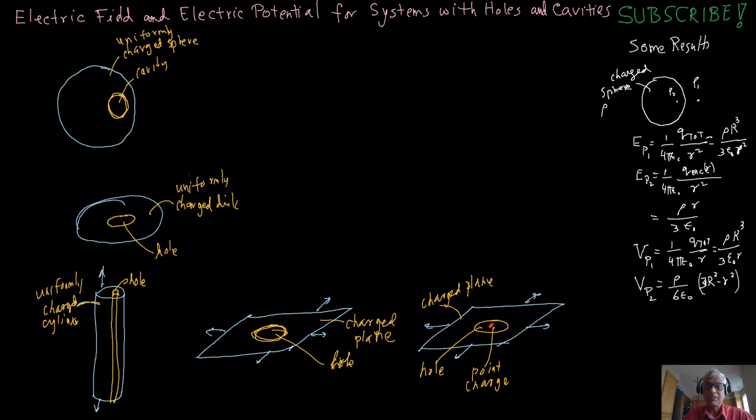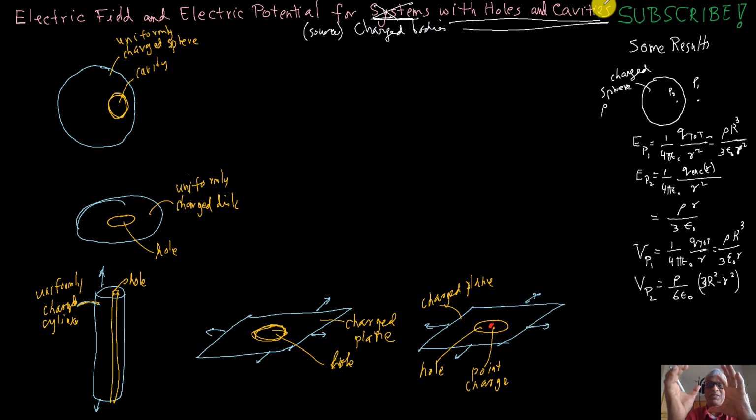Okay, so there's a whole bunch of problems that appear very nearly impossible to do using the methods we've learned so far. But with a little trick, they become very accessible. These are problems with charged bodies, like source charges, whose electric potential and electric field we want to find. They have holes or cavities in them.